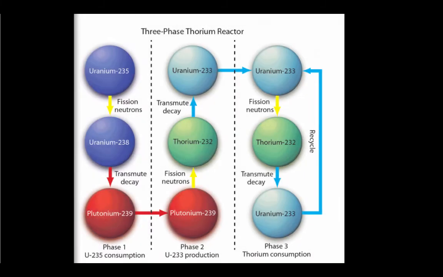Here you can see the three-phase thorium reactor, which takes uranium-235. It is bombarded with neutrons, it moves to uranium-238, then decay allows it to become plutonium-239. Plutonium-239 goes to thorium-232. Thorium-232 moves to uranium-233. Uranium-233 back to thorium-232, and then back to uranium-233.